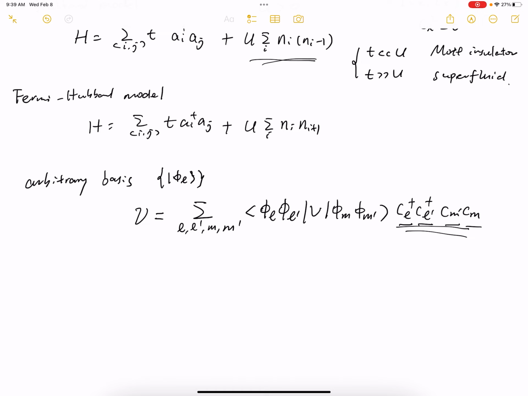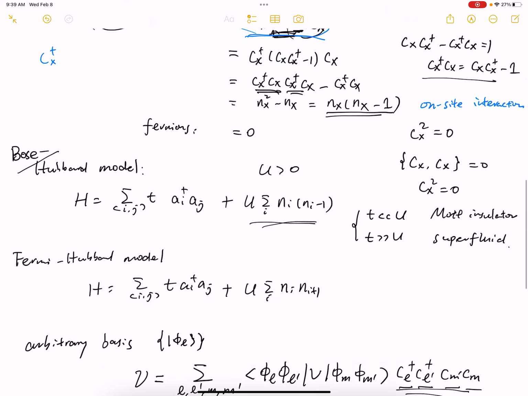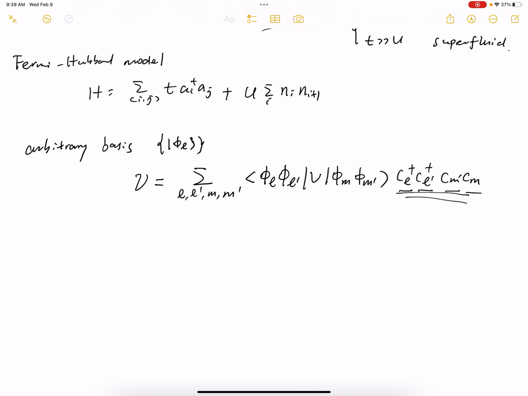So here you can see that we have more summations just because this interaction energy is not necessarily diagonal. Previously, when we were talking about the position basis, we found that this part is diagonal. You just get NX and NX prime. Here, if you choose a basis that makes your interaction energy not diagonal, then you have to look at the matrix element. So this is the matrix element of the two-particle operator V.